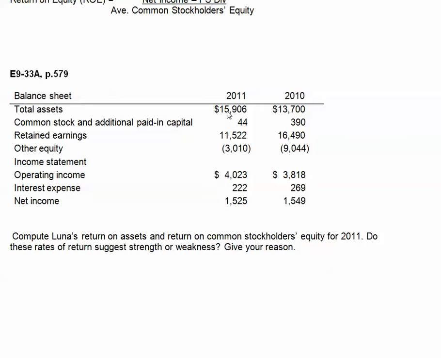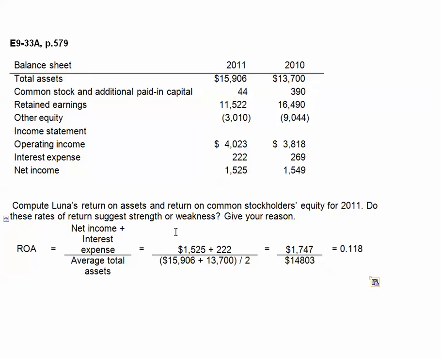I'm not going to take my ending, because basically this income was earned throughout the year, from the end of 2010 to the end of 2011. So on average we had some amount in between. So you take this plus this, divided by 2, and that's your denominator. When I do all that calculating, it comes out as follows: net income plus interest expense, divided by your average total assets.